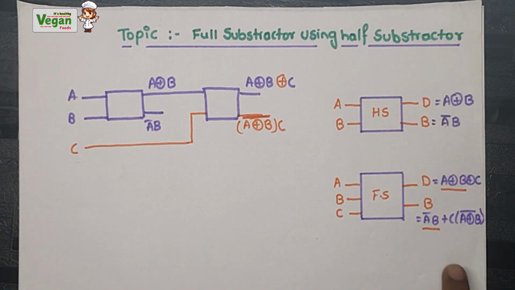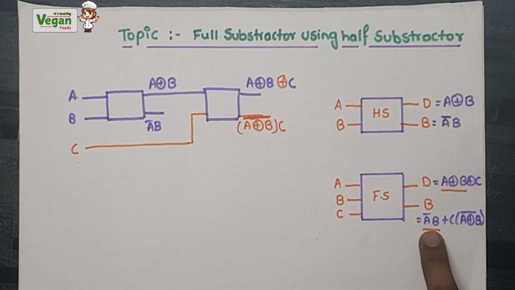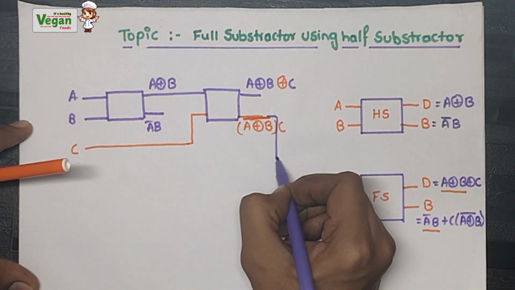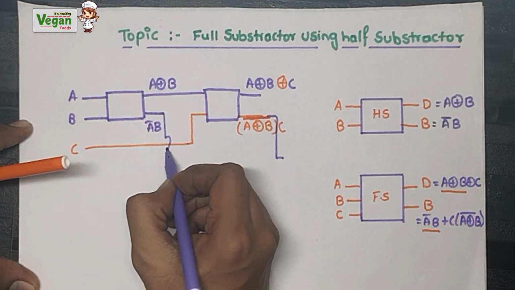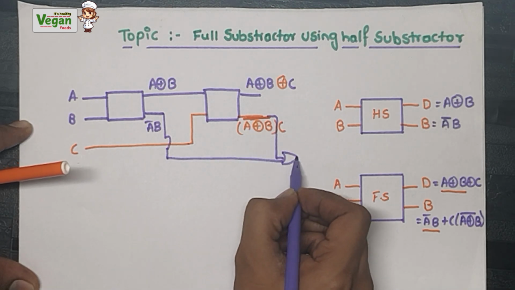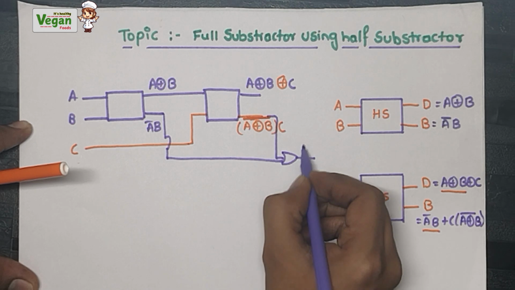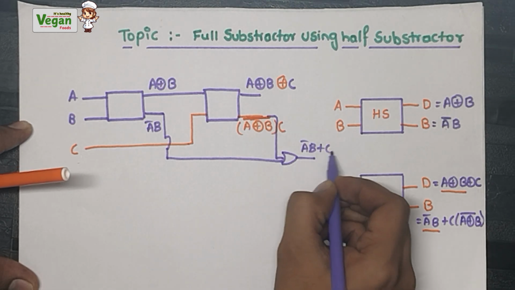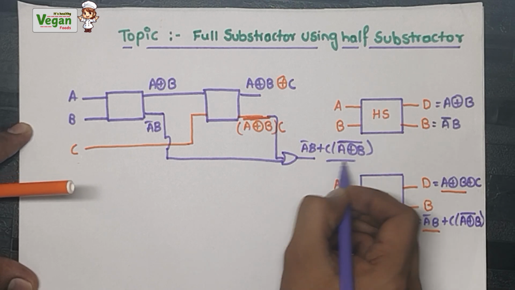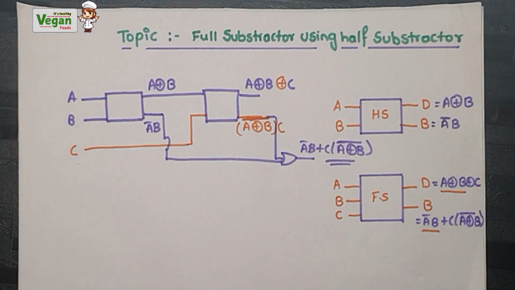Now we must add them. Using the OR gate, we will add A bar B plus C into A XNOR B. So I will take A XNOR B from here and A bar B from here, and I will add them using an OR gate. Now I will get A bar B plus C into A XNOR B. So I got the borrow output.